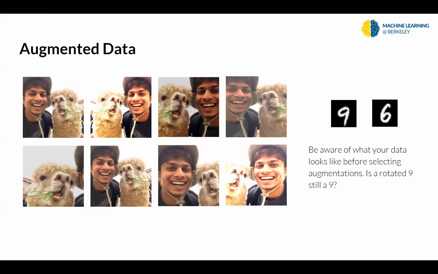And so for example, also if you have images where you're trying to figure out the location of objects, right? If you flip an image, you have to accordingly update the labels, right? The outputs that you want it to give you. And so that's one thing to keep in mind, right? When you're augmenting your data.